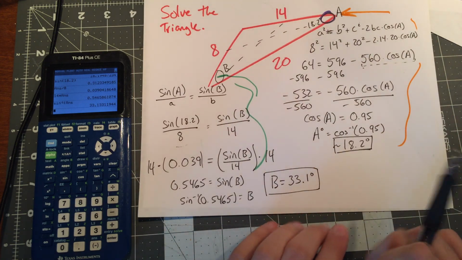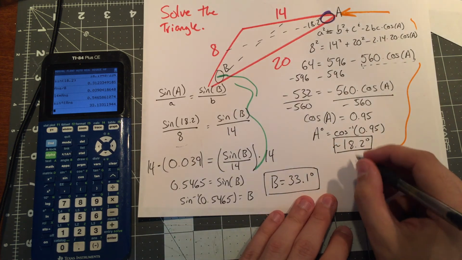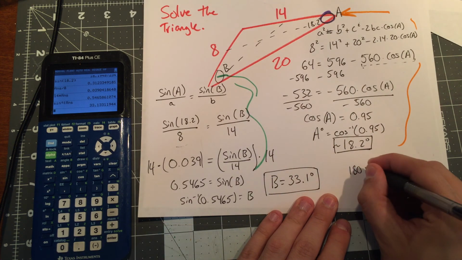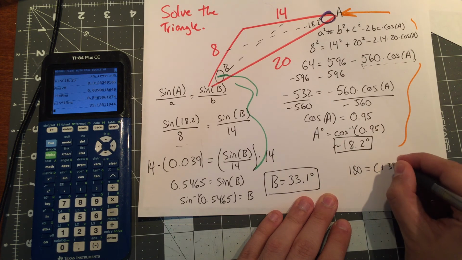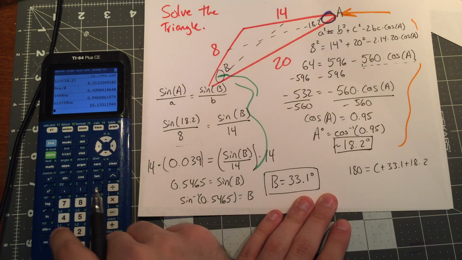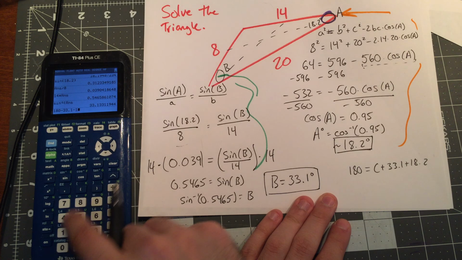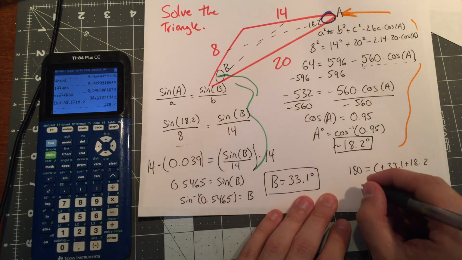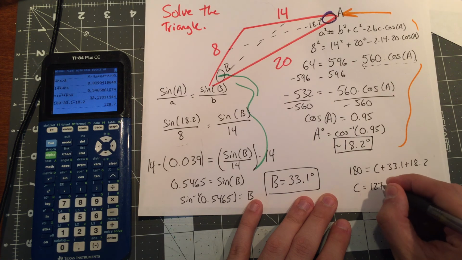So all I have to do for my last one, I have 2 of them. My last angle is going to be whatever gets to 180. 180 minus 33.1 minus 18.2. And so C should be somewhere in the ballpark of 128.7.